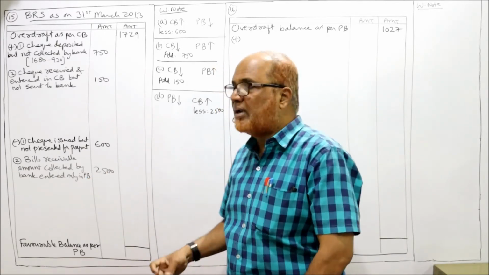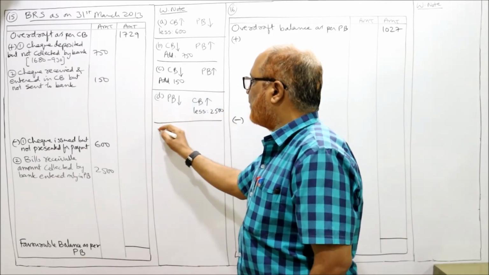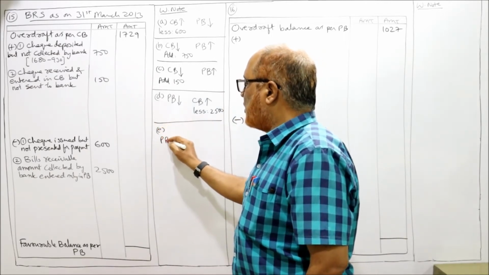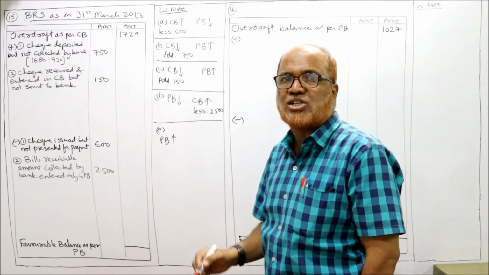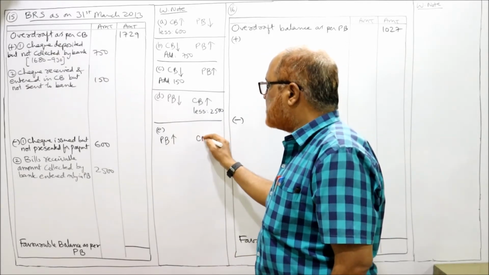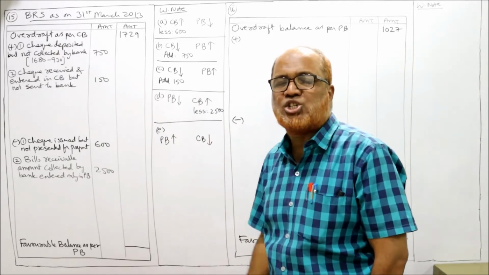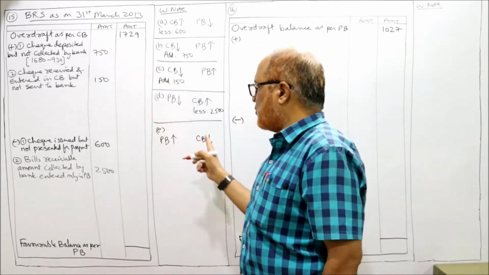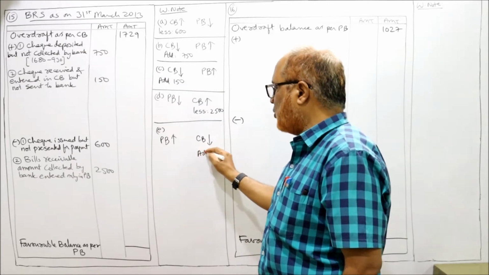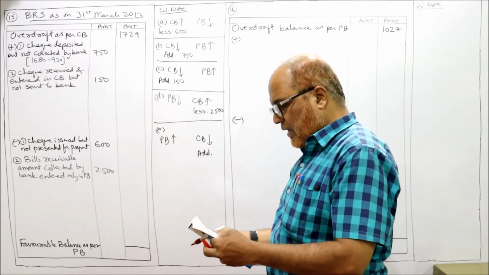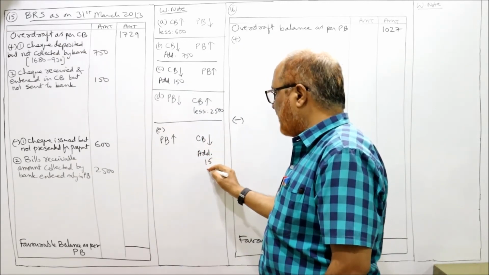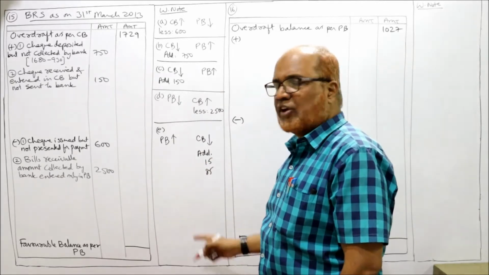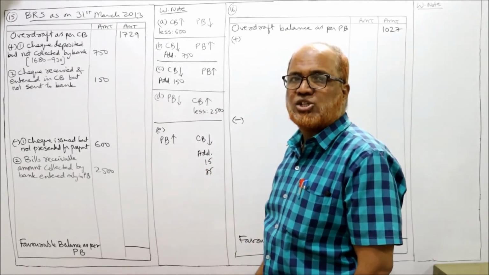The passbook OD will increase. The passbook overdraft will increase because of these charges made by the banker. Cash book OD is still showing less balance because it is not recorded in cash book. Our starting point is cash book. It is showing less balance. So what we have to do? Add. How much we have to add? 15 and 85. 15 rupees bank charges, 85 rupees are the interest on overdraft.